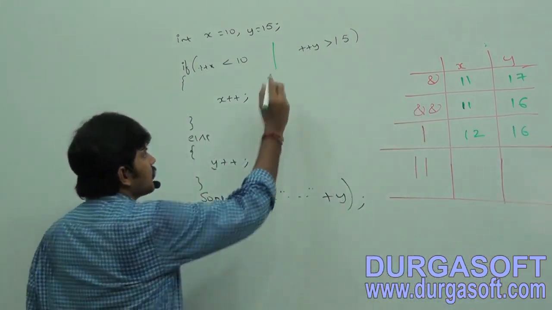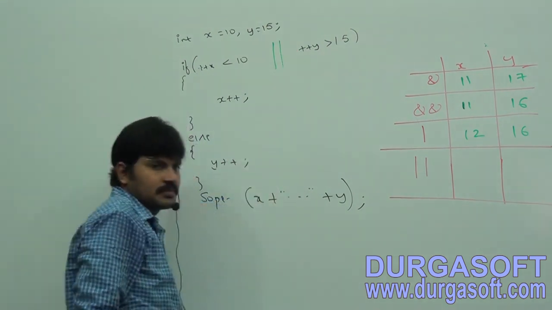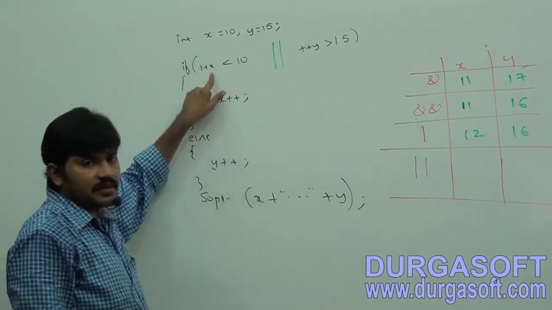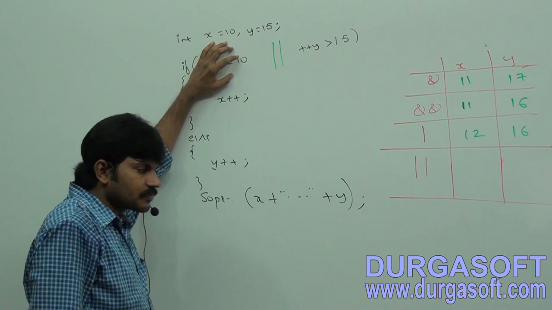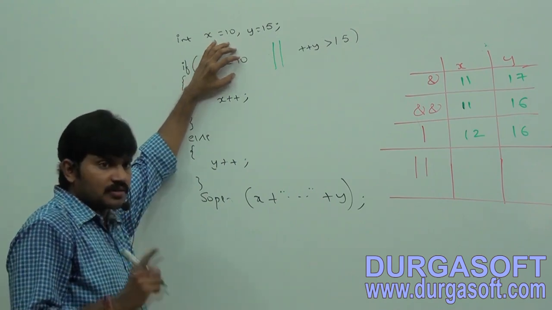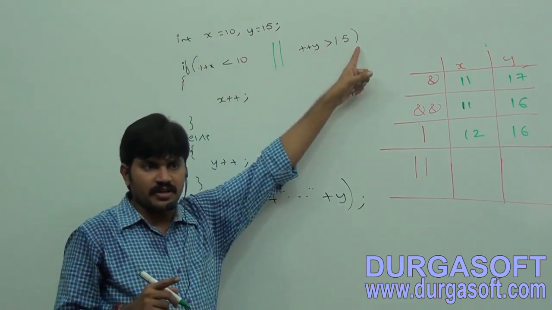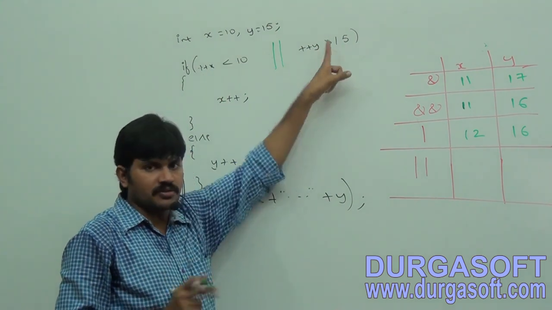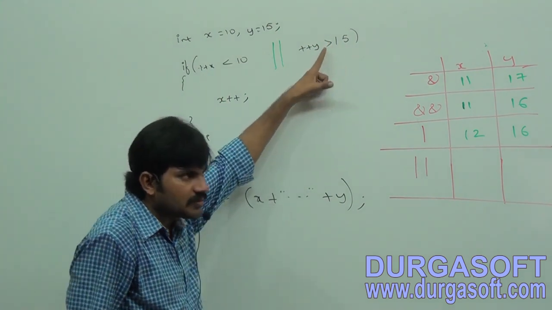Now, I want to take double or. Is x true or false? False. If it is false, the second one should compulsorily be evaluated, even in the case of the short circuit operator. The second one, is it true or false?